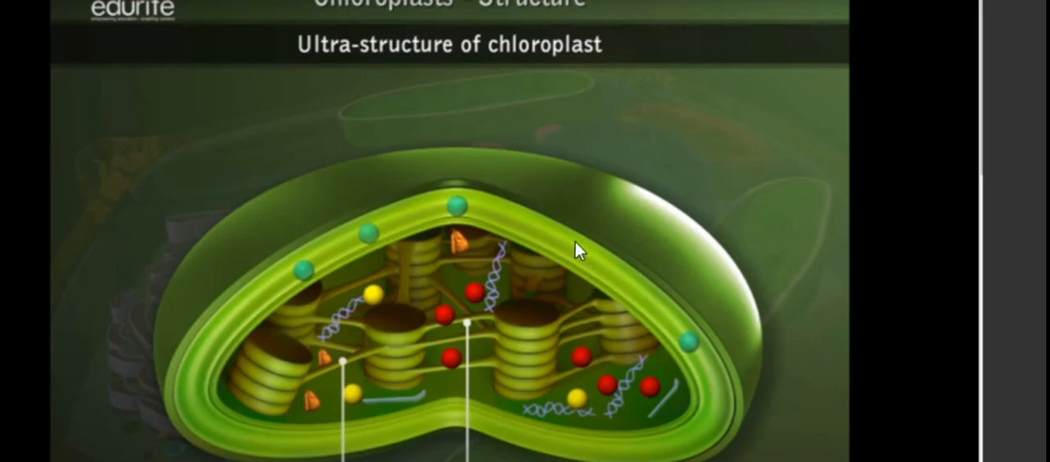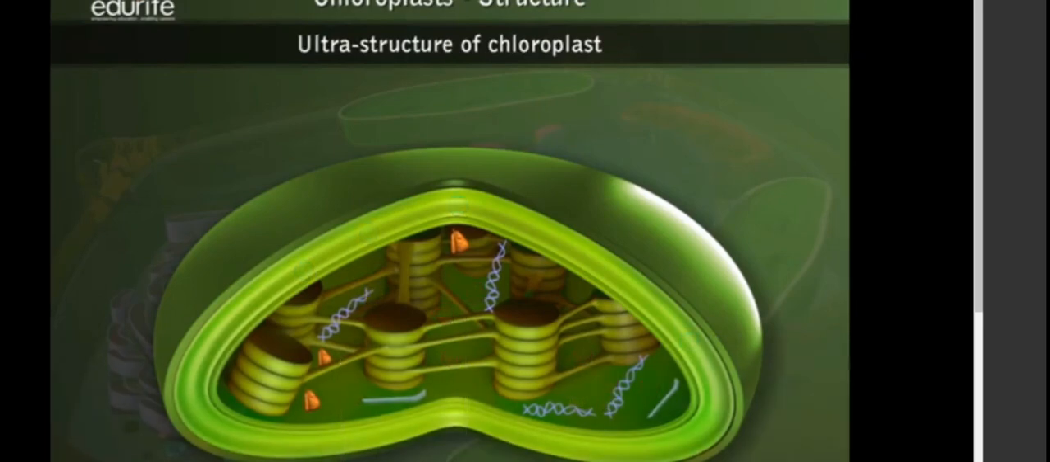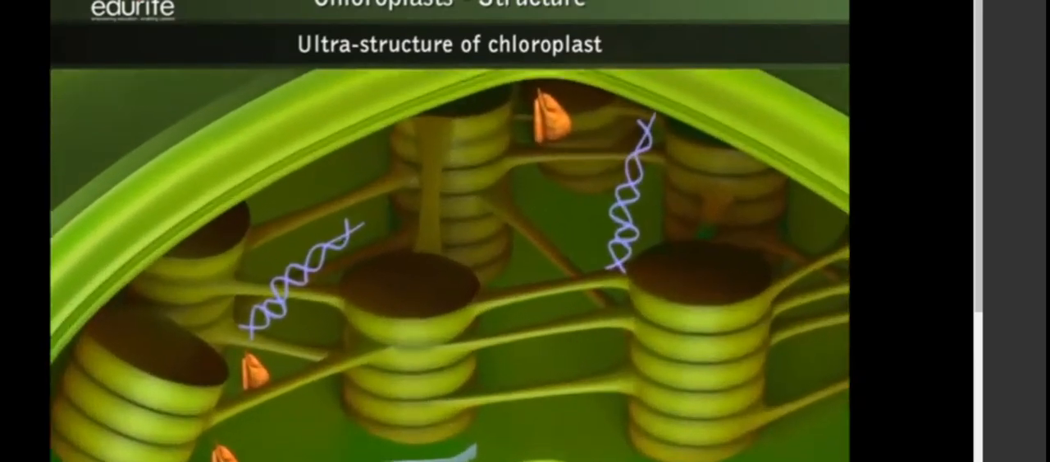Look at here. It is called the intergranal lamella. Here it is. Is it visible to you? Yes, sir. It's the intergranal lamella. Okay. You have to take a screenshot so that you can write later on, and you have to do the diagram later on, both of the mitochondria as well as the plastid. Here you have to do the diagram of chloroplast only.